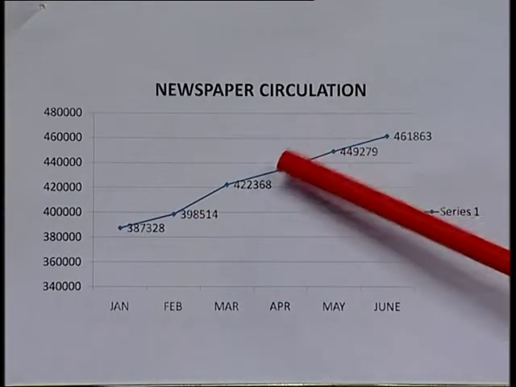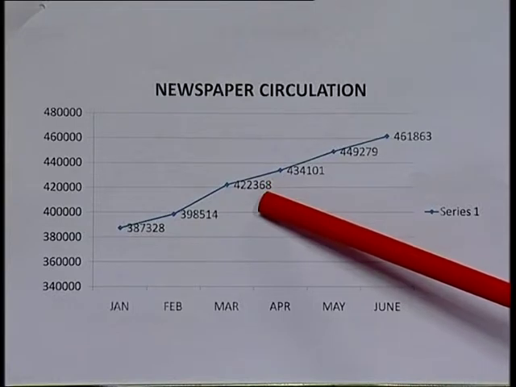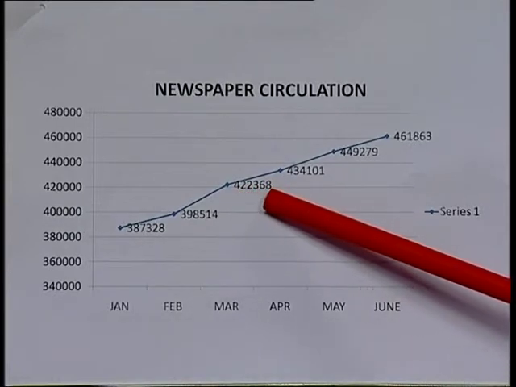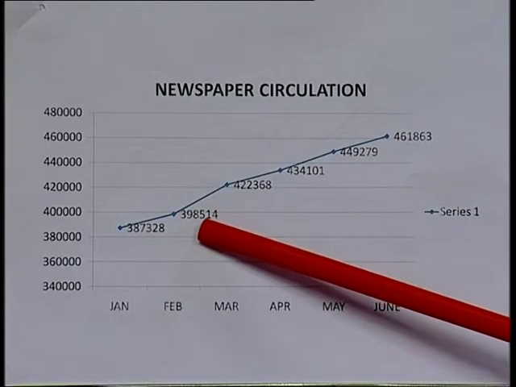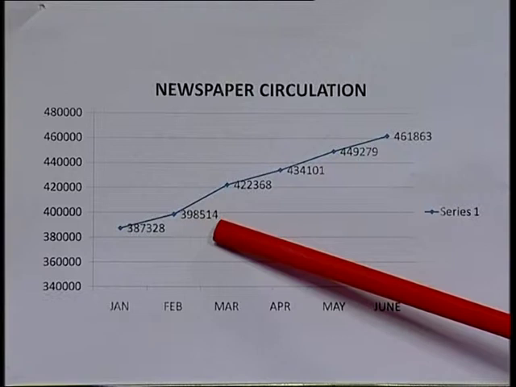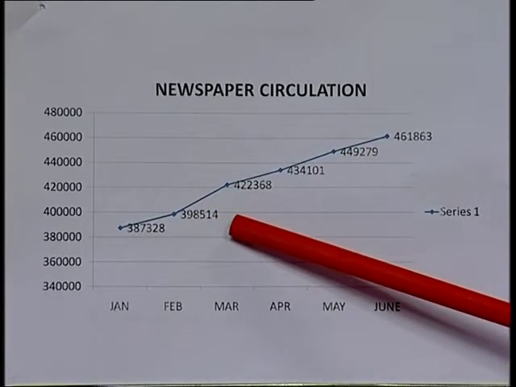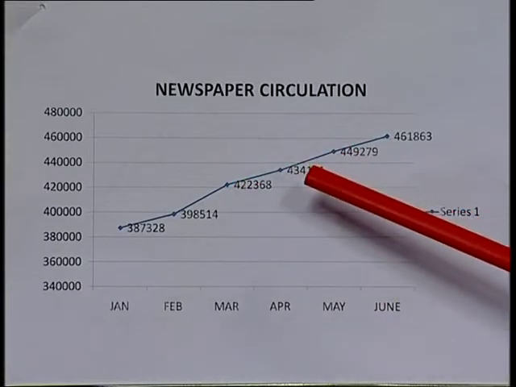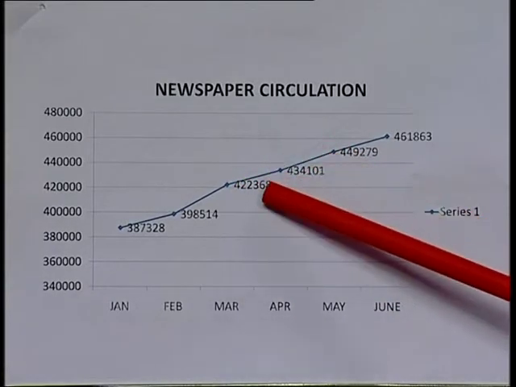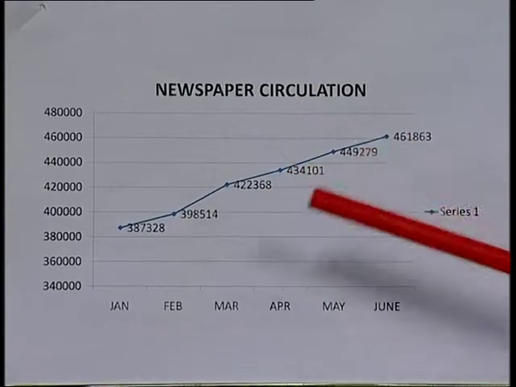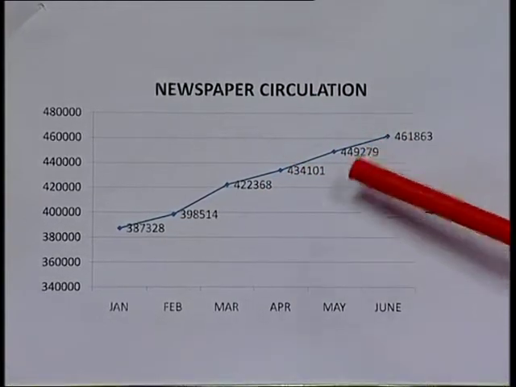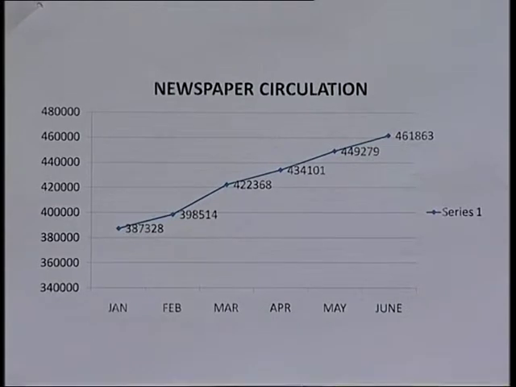Now compute the growth rate of March. Take the figure in March, 422368 minus the February figure, 398514, divided by 398514. That gives you the growth rate in March. Then similarly April, this figure minus this figure divided by this figure. May, that is how you compute the growth rates, and among these growth rates you pick up the minimum. That is going to give you the required answer.